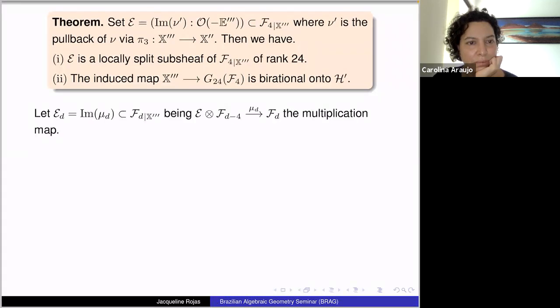And if we put a notation E_D equal to the image of mu_D, this mu_D is the tensor product of E, this sheaf above, with the homogeneous forms of degree D minus 4. This is to produce a form of degree D. This is the multiplication.